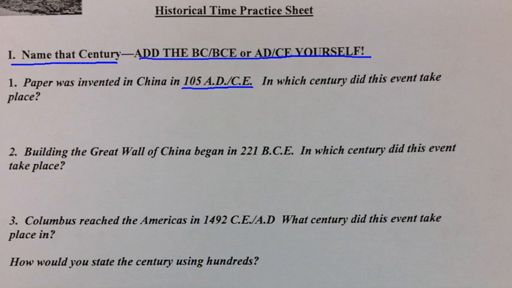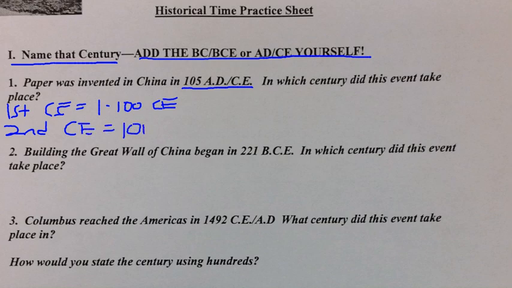Well, first I'm going to think back to what we talked about in class and how we name centuries. And I'm going to start by thinking about what's the first century. The first century CE are the years 1 to 100 CE. So the second century CE are the years 101 to 200. Sorry about my writing, I'm still getting used to this.